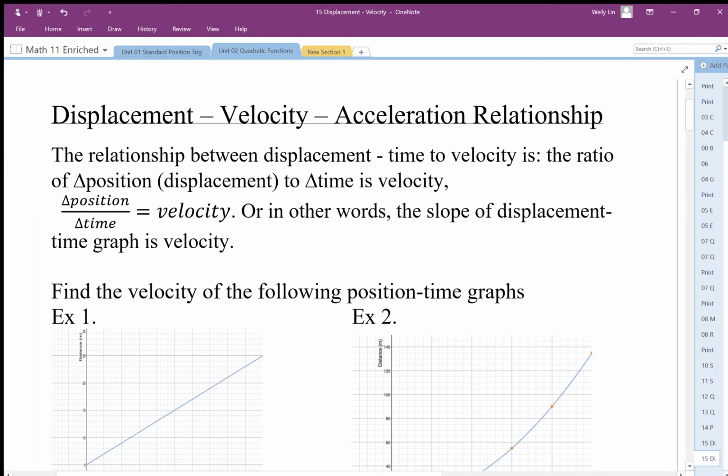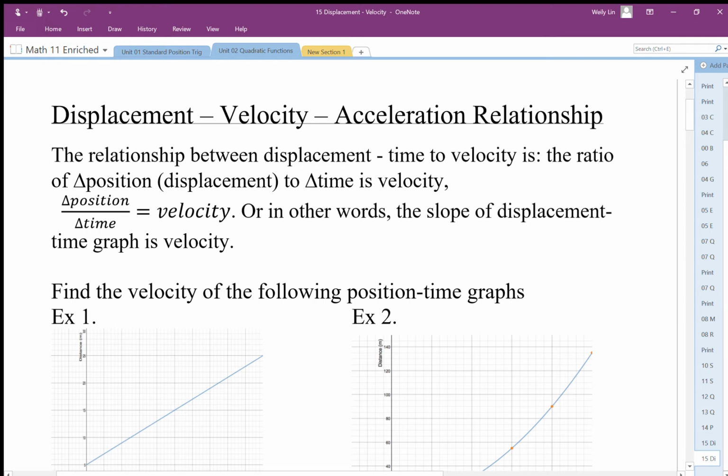So we know that there's a relationship between displacement, velocity, and acceleration. Essentially, the relationship between displacement and velocity is that the velocity is the ratio of the change in position, or change in displacement, over the change in time. In other words, the velocity is the rate of change of the position graph, or the slope of the position graph.